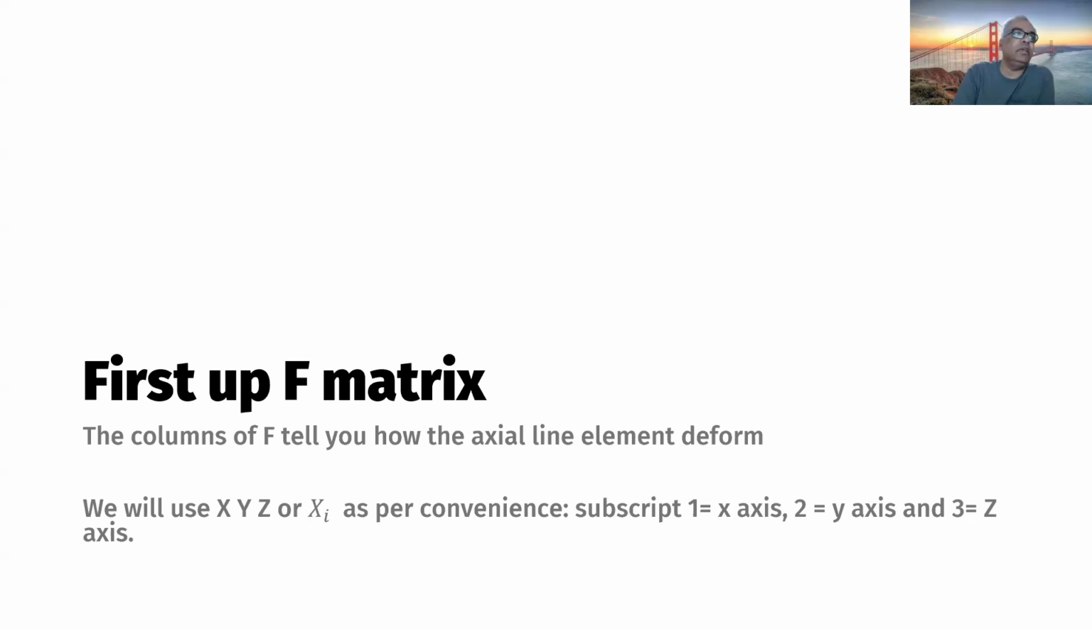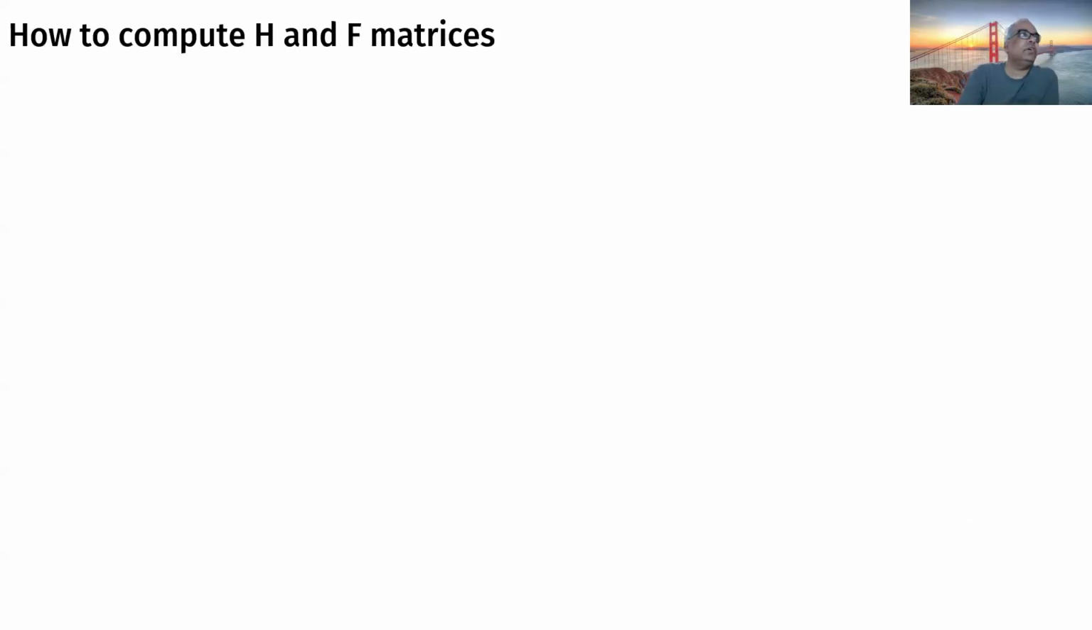We will use XYZ or Xi as per convenience. So subscript 1 means x-axis, 2 means y-axis, 3 means z-axis. So depending upon when, sometimes we will use XYZ, sometimes we will use Xi, okay? So remember that. Okay, so first up, how to compute H and F matrices.